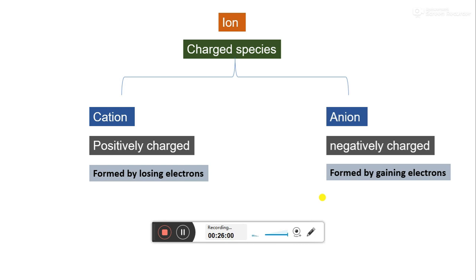Cations are positively charged species formed by losing electrons. Anions are negatively charged species formed by gaining electrons, right? I already told you, electrons are the negatively charged species.